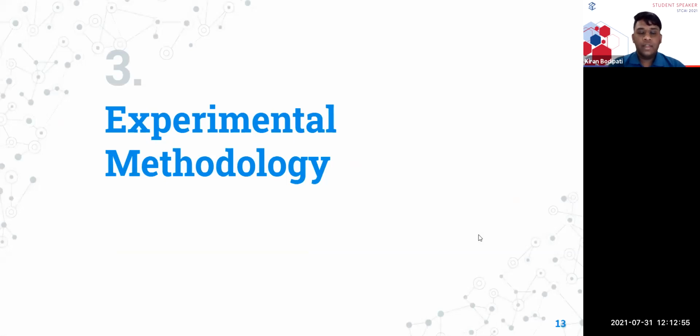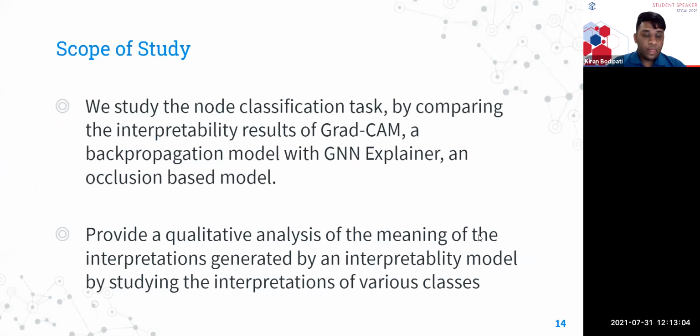Okay, now that we've gained insights into the background research, let us move on to seeing the scope of this study and the experimental setup that I've used. So in the study, I focused on the node classification task, and I used a comparison of two interpretability models. One was the backpropagation-based model, that is the GradCam, and the other was the occlusion-based model, that is the GNN explainer. Both of these have been briefed to you just earlier. Now, by studying the node features with respect to the neighboring nodes, I try to provide a qualitative analysis of the interpretations generated for the nodes of a specific class.